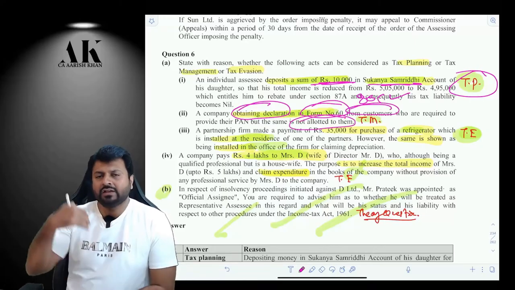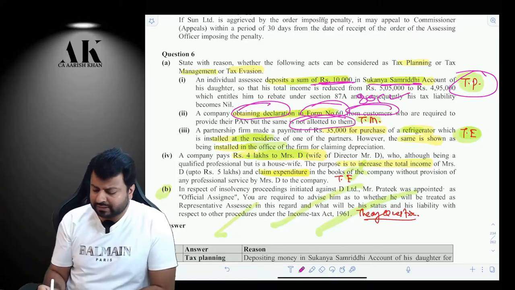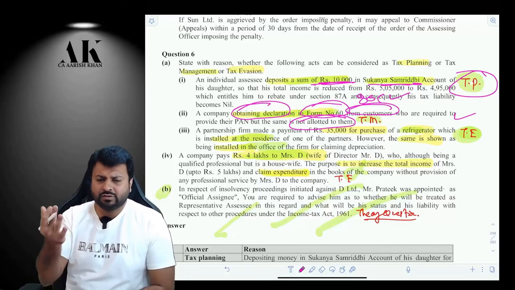Now, there is an assessee who is a company and it is obtaining Form 60 from the customers who do not have PAN. So all the customers who do not have PAN, they are obtaining Form 60. This is the kind of compliance done by the company. So it is tax management.